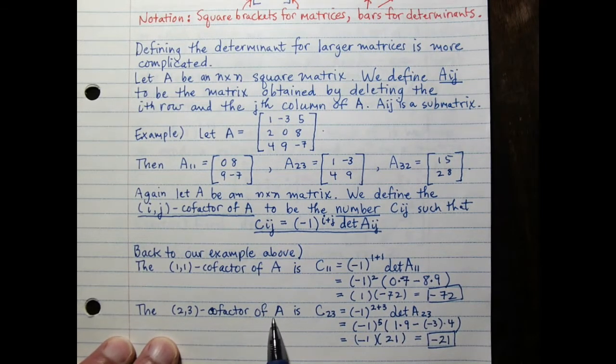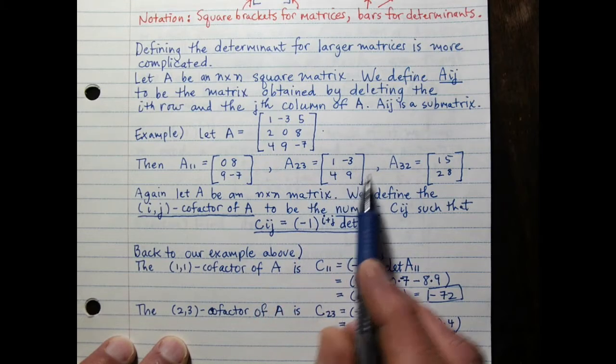The 2,3 cofactor of A, C23, is negative 1 to the 2 plus 3 times the determinant of A23. Here, I think we can see that if the subscripts add up to an odd number, we're going to get a negative 1 to an odd power, which will be a negative 1 factor. If the subscripts add up to an even number, then we'll only end up multiplying by positive 1. So here we get negative 1 times the determinant of A23, which is up here.